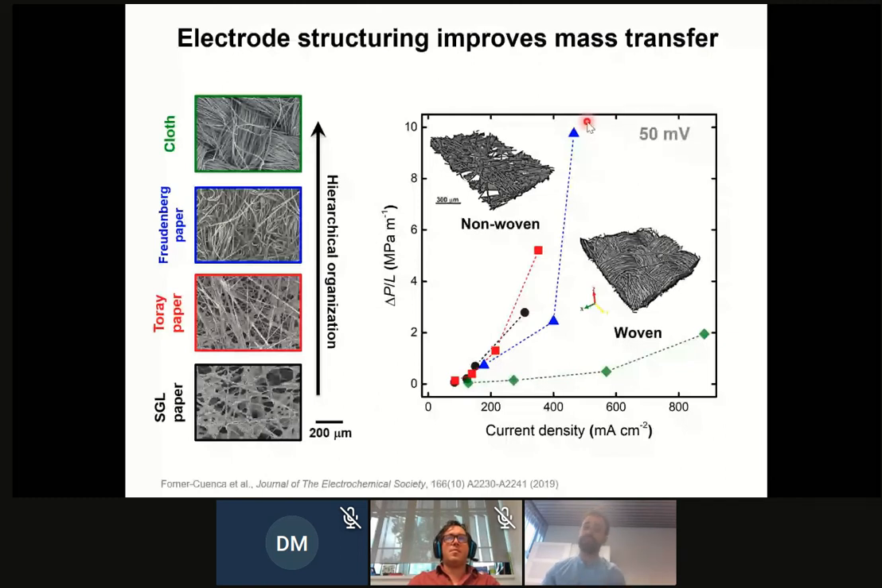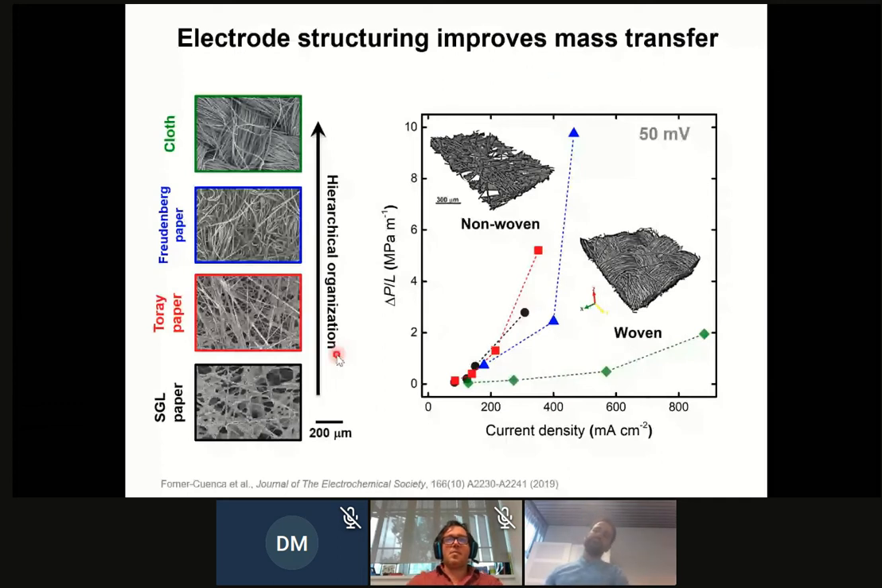And what we see is really interesting. First of all, the woven electrodes, these carbon cloths, outperform all the other materials, okay? So you can get high currents at low pressure drops. And the second interesting thing that we saw is that all these anisotropically organized papers, they kind of collapse over the same trend in which you get moderate current density, but rather high pressure drop. So there is certainly something with these woven electrodes.